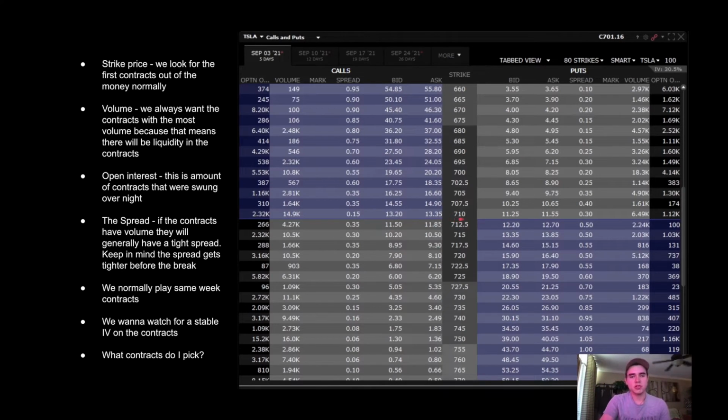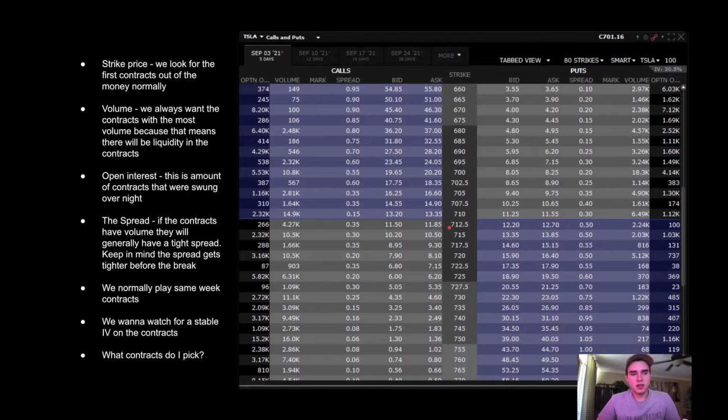So if Tesla were to go from 710 to 715, this would shift and these would move down, and you can see the difference in price here. So the 715s are $10.50 here, and that would be about $1,050 for this contract. You can see as it moves $5 into the money, we gain about $300 in value per contract, so about a 30% move there. So you can judge your risk and you can see how these contracts move.